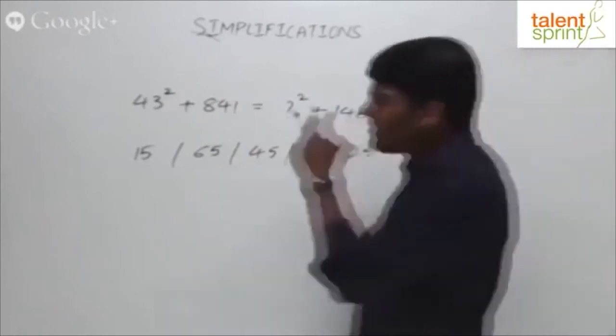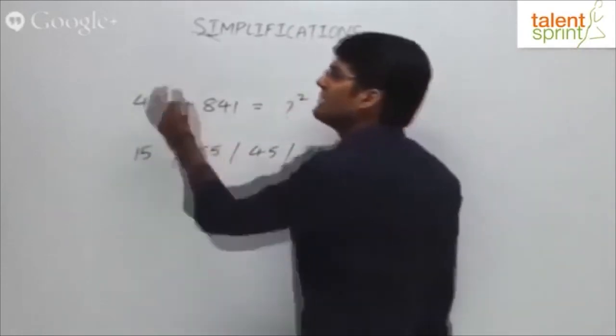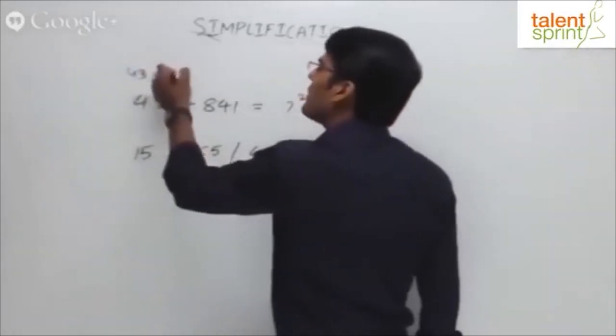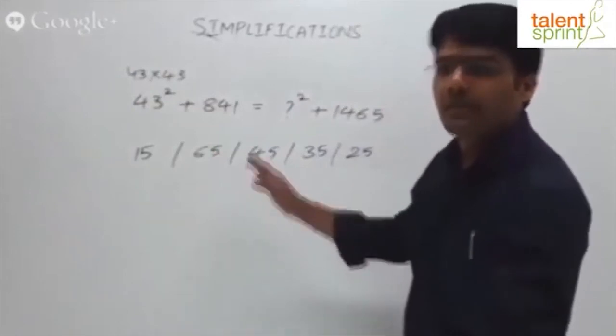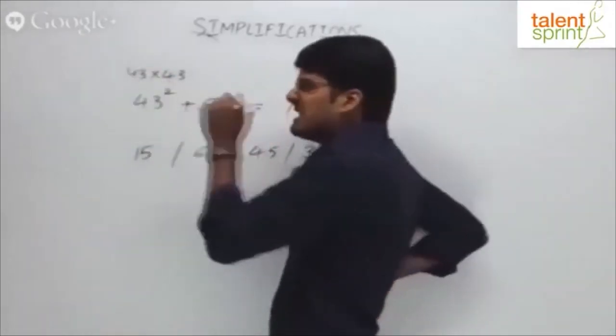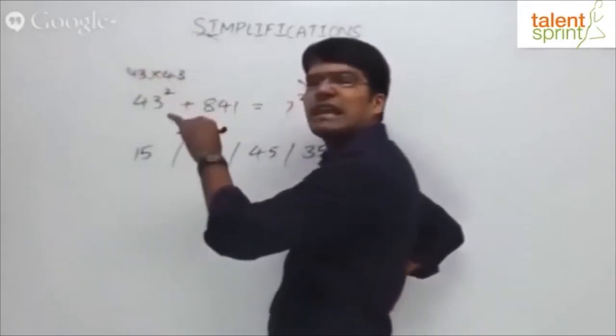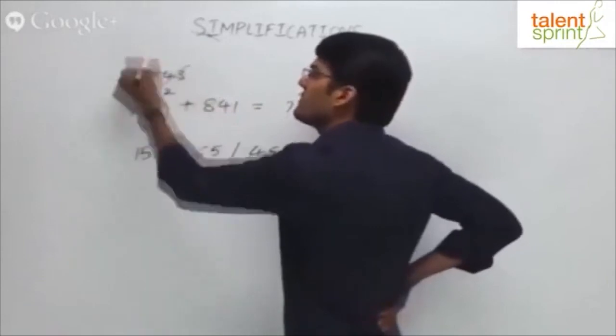What do you do? 43 square. That is what? 43 into 43. Yes or no? We are applying the root digit method directly. I'm just telling you the root digit method here. Application of root digit method. So 43 into 43. What's the root digit of 43? 7. 7 into 7, 49. 49 root digit will be 4 because 9 gets eliminated. So here the root digit of the first part is 4.